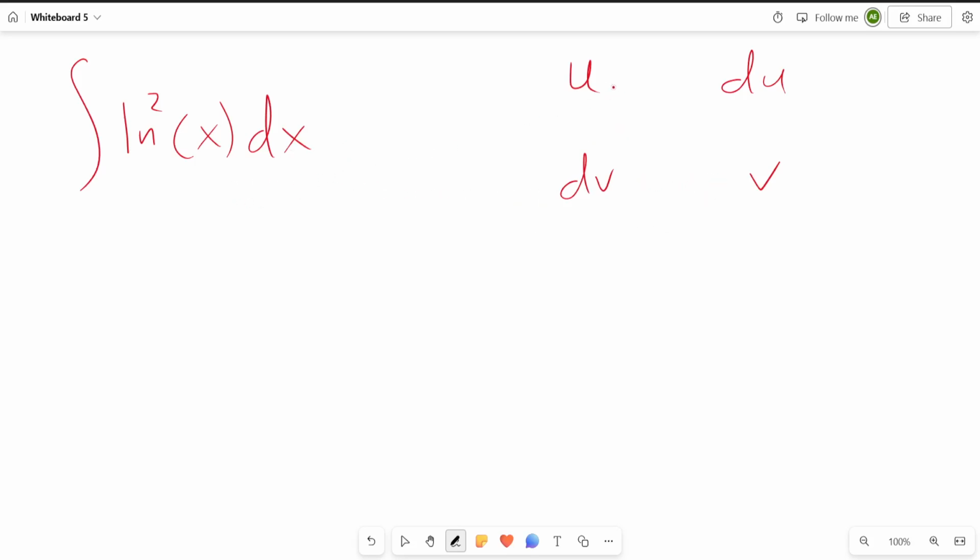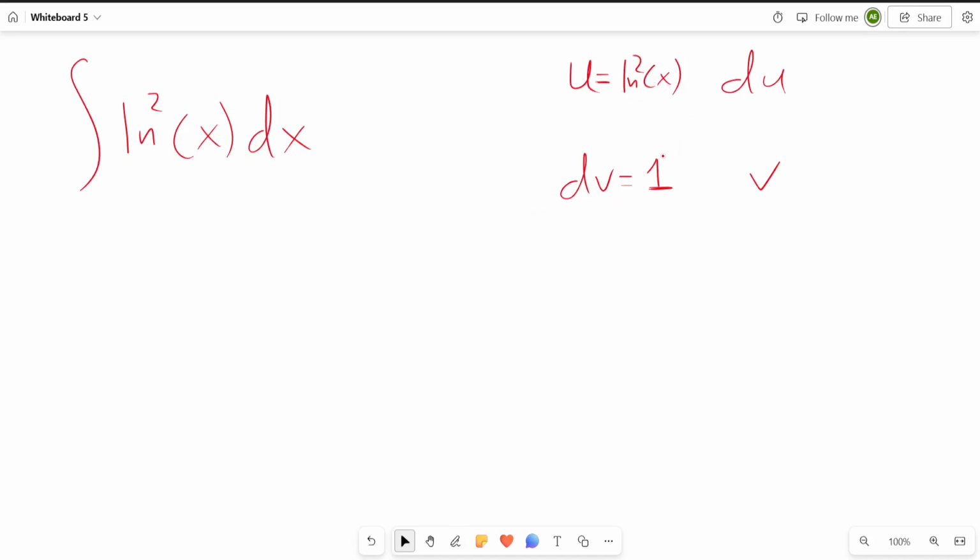So over here, I'm going to choose ln squared of x as u, and dv I'm going to choose as 1, because this is the same as ln squared of x multiplied by 1.